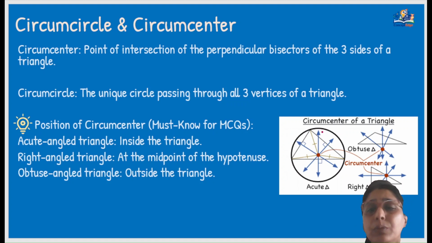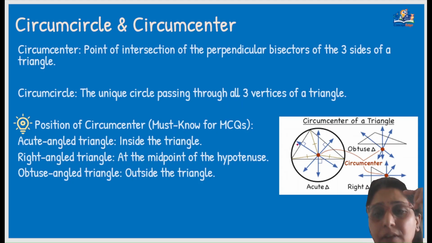The circumcircle is the circle which passes through the vertices, or 3 non-collinear points. Now how do I get its center? When I join these vertices, I get a triangle. When I draw the perpendicular bisector of each side of this triangle, the point where they meet is called the center, or specifically the circumcenter. If I take the distance from the center to a vertex, that is the radius, and then I can draw the circle, which is called the circumcircle.